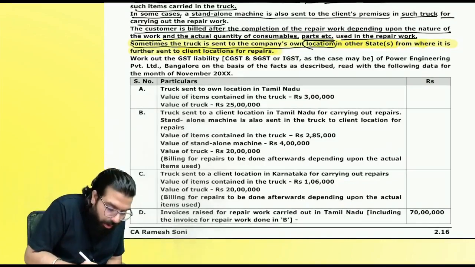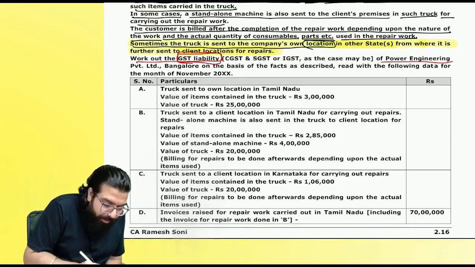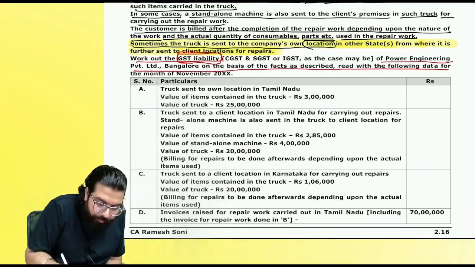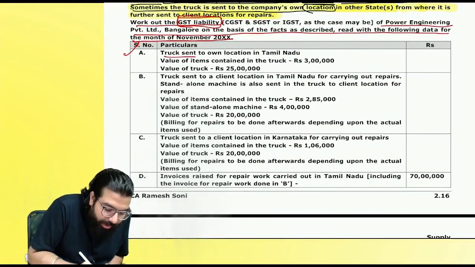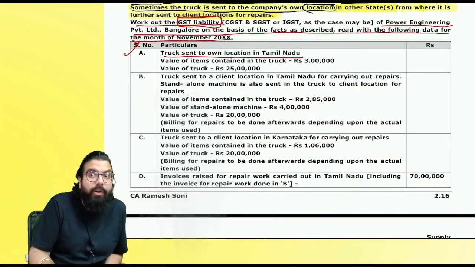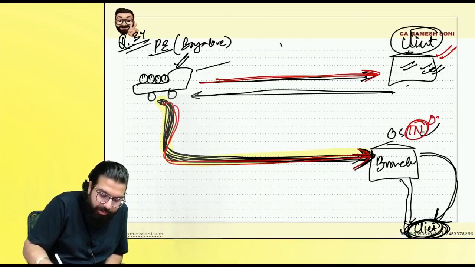Next. Work out the GST liability. Remember, they are telling you to find out the GST of Power Engineering, Bangalore, on the basis of the facts read with the following data. Number one, truck sent to own location in Tamil Nadu. You are sending it to your own location. Where is it? Tamil Nadu. Own location means distinct person.